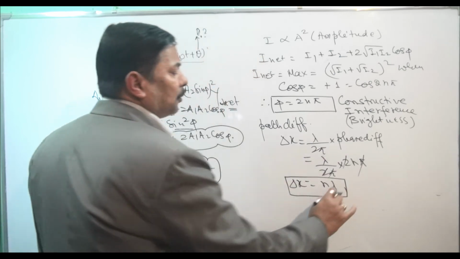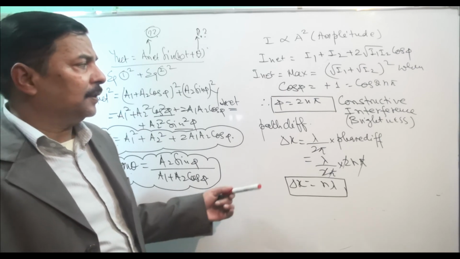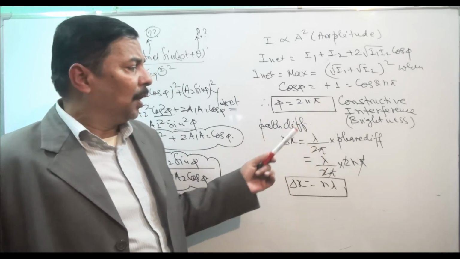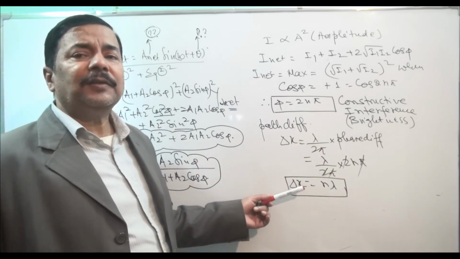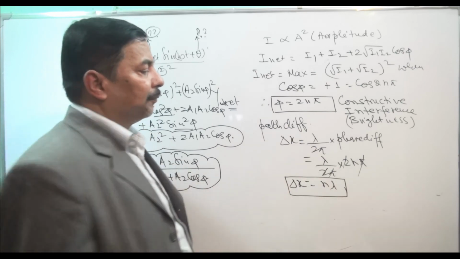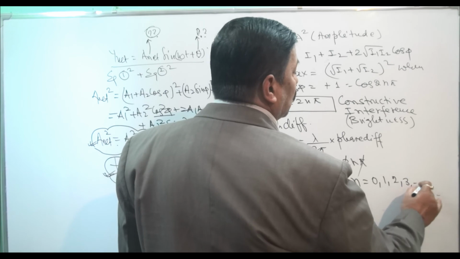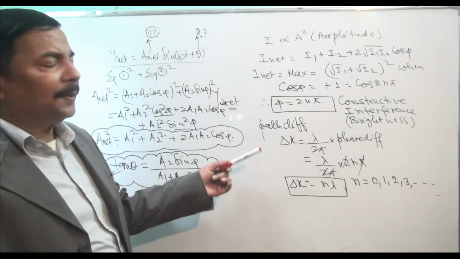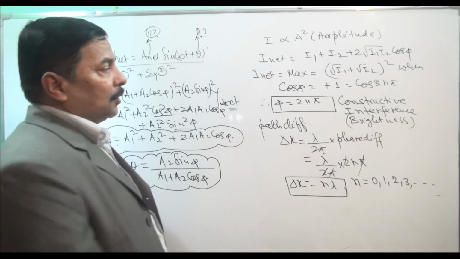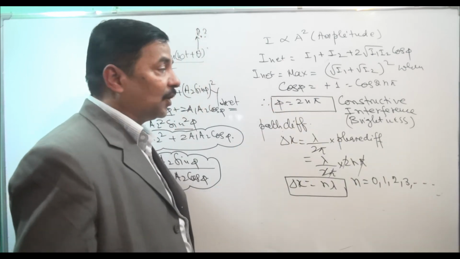This condition has to be remembered all the time: for constructive interference, the phase difference between two interfering waves should be an even multiple of pi, or the path difference between the two interfering waves should be an integral multiple of lambda. Here n equals 0, 1, 2, 3, and so on. So this tells about the condition for constructive interference, and similarly we can get the condition for destructive interference.